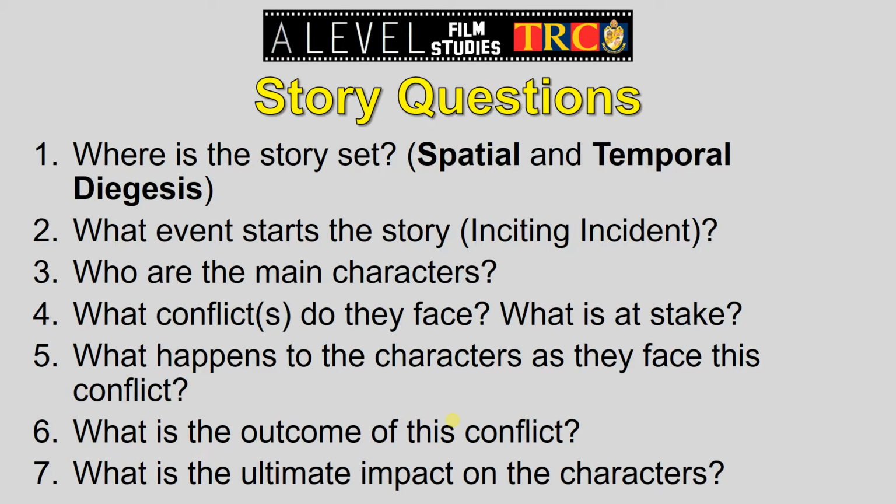So we have to ask ourselves, not just where is it set and when is it set, but what events start our stories? How do we set up normality at the beginning? And then what is the inciting incident that's going to drive our story forwards? What is the enigma? What is the problem that he's solving? Who are our characters? How do we introduce them? What conflicts do they have to face? What's at stake for them? What can they win? What can they lose? What happens to the characters as they face this conflict? So what steps do they go through? What hoops do they have to jump through?